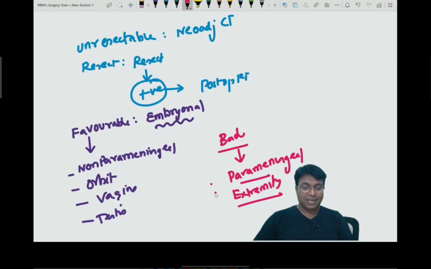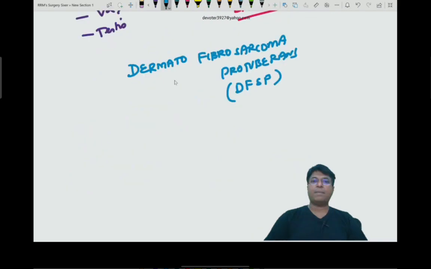So the next one is directly taken from Bailey and Love: dermatofibrosarcoma protuberans. This question is an image-based question you can get. Can you tell me what is an important differential diagnosis for this DFSP? This is known as dermatofibrosarcoma protuberans. It is a low-grade tumor appearing in the skin like a keloid. It looks like a keloid or scar, like a hypertrophic scar. So many times you think it is a keloid or hypertrophic scar, and it is a very low-grade tumor.